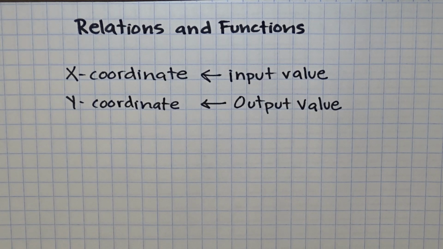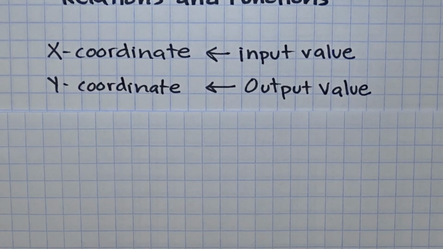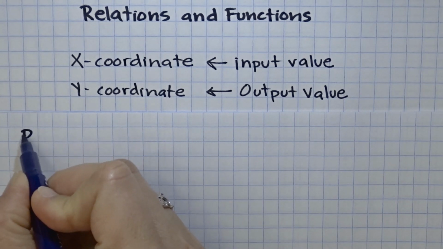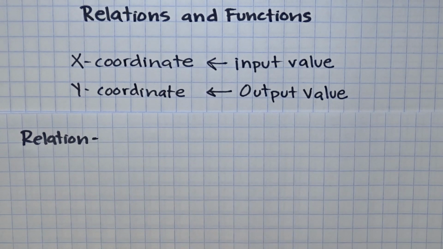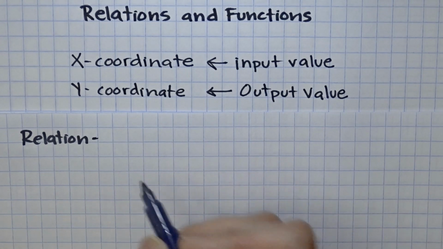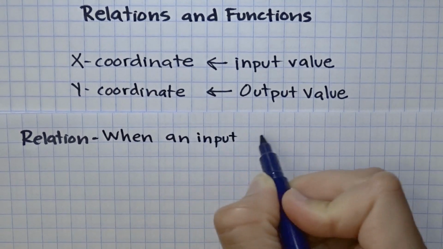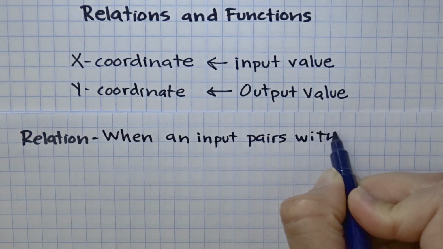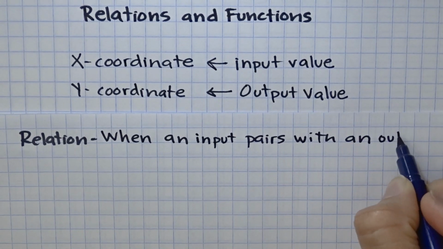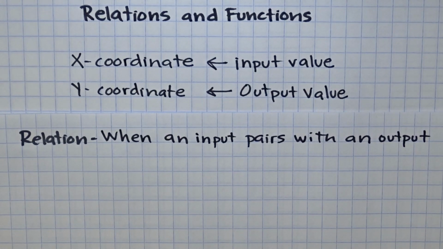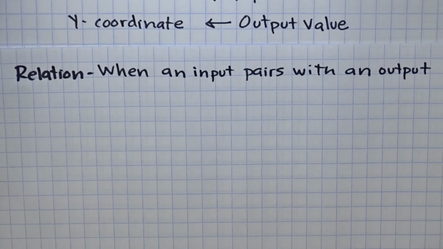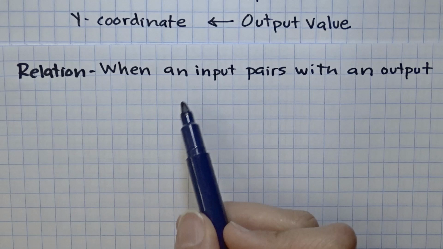So now let's get to a relation. What is a relation? Kind of sounds like relationship, and that's kind of what it is, right? It's what's happening with this number and how is it related to this number. So let's write down relation. And a relation is when an input pairs with an output. Right? So we've seen coordinate lists before, and they are now represented a little different when you talk about relations. Input pairs with an output.